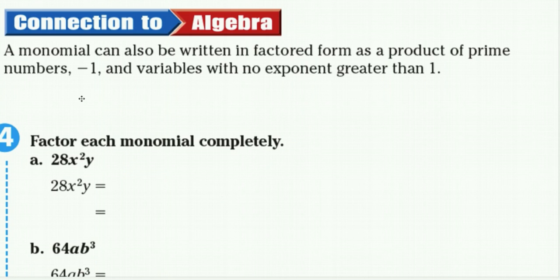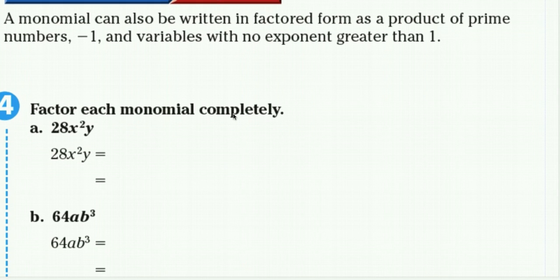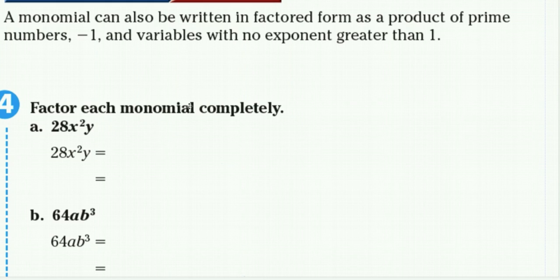Last example. A monomial can also be written in factored form, as a product of prime numbers, -1, and variables with no exponent greater than 1. So let's look at example number 4. Factor each monomial completely. Again, we want to find the prime factors of 28x squared y. So first, we get the prime factors of 28. Two factors of 28 are 2 and 14. We know that 2 is prime, so we bring that down. 14 is not, so we continue factoring 14 until we get 2 times 7.